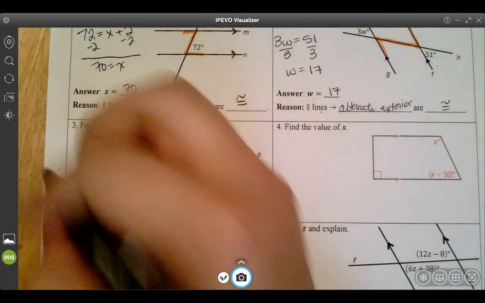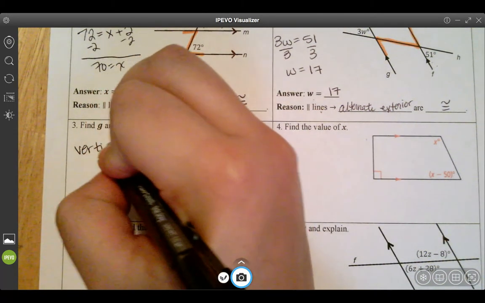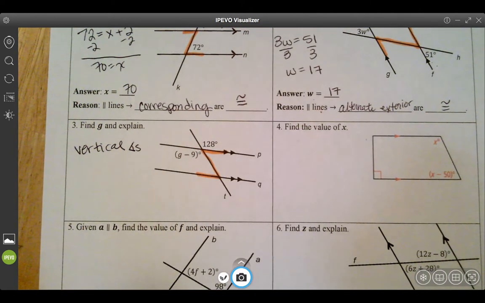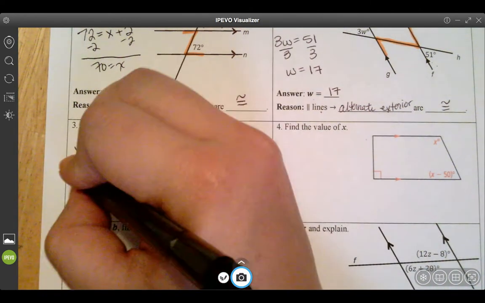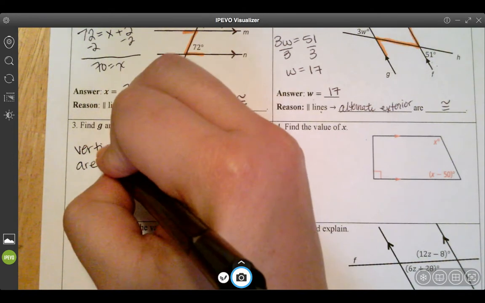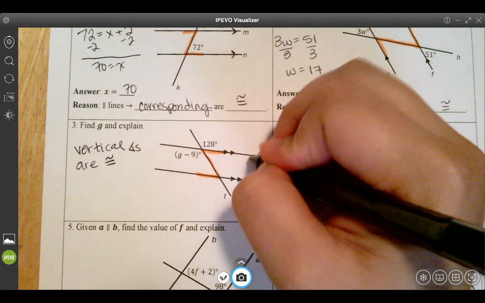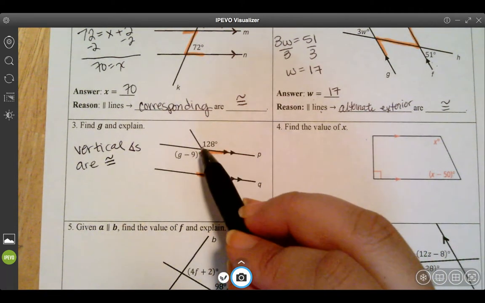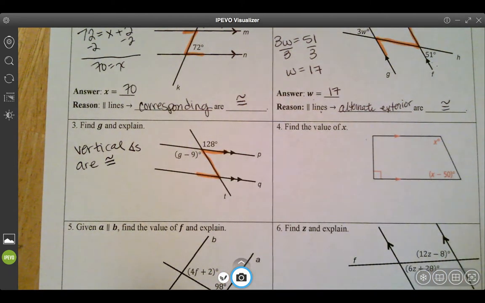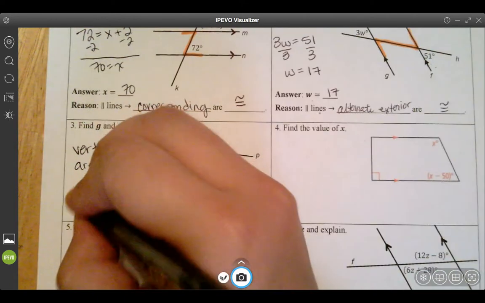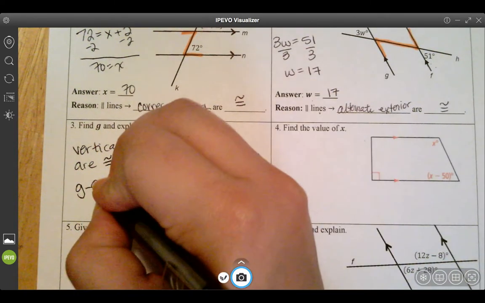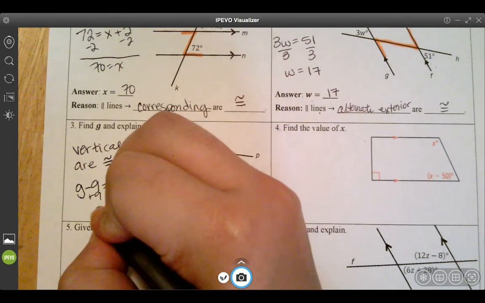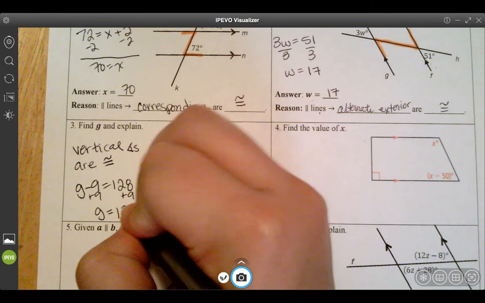Okay. So I'm going to start by saying what's the relationship of those 2 angles? They are vertical angles, and vertical angles are congruent. Now vertical angles are congruent even if these 2 lines are not parallel. Notice it's only really using one of those intersections. It's not using both. So vertical angles are congruent, which means that I can say G minus 9 equals 128. Add 9 on both sides. G equals 137.